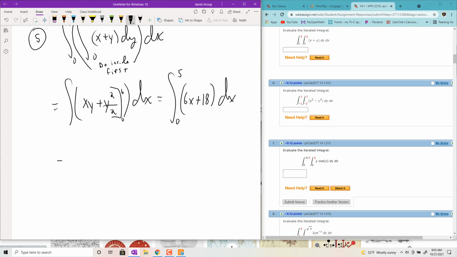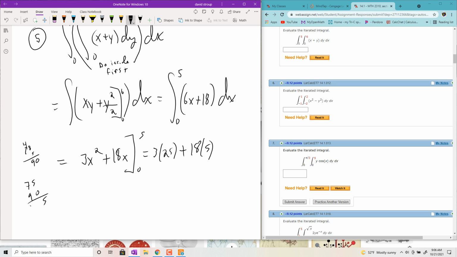Going ahead with the integration now, 6x squared over 2 is 3x squared plus 18x, from 0 to 5. So you get 3 times 25 plus 18 times 5, and then minus 0. So we get 75 and then 18 times 5, which is 90. Add those together, 165. Our final answer.